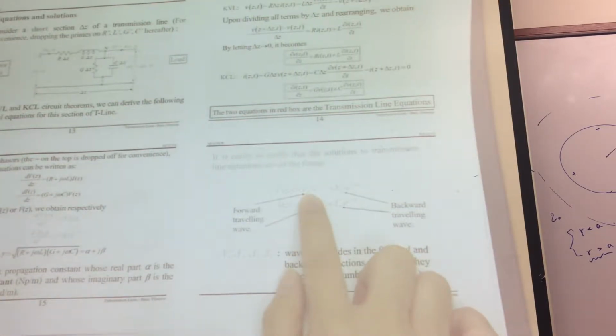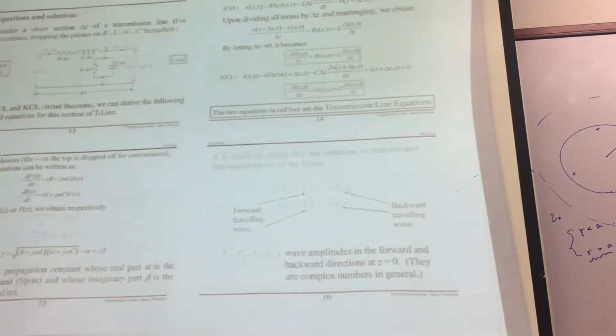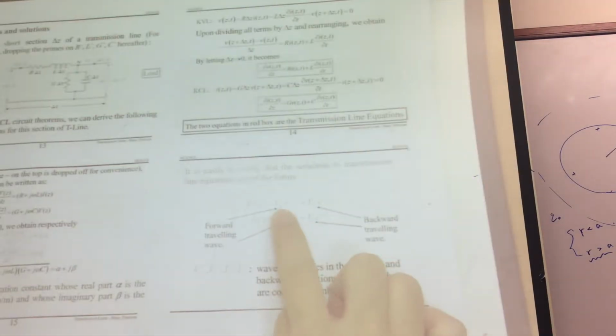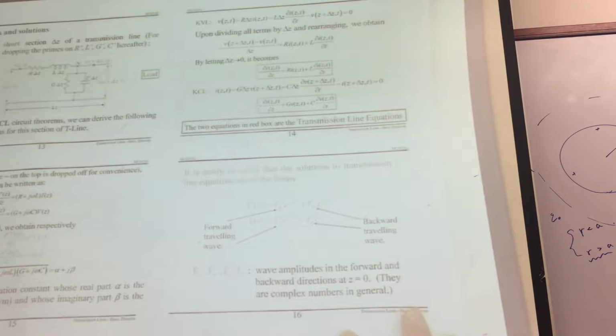So positive sign means incident wave. Negative sign means reflected wave. Always like this. If you say a plus, it means incident. If you say a minus, it is backward. Okay? So let's see. This is the amplitude, and this is minus gamma z. The gamma is the complex propagation constant.